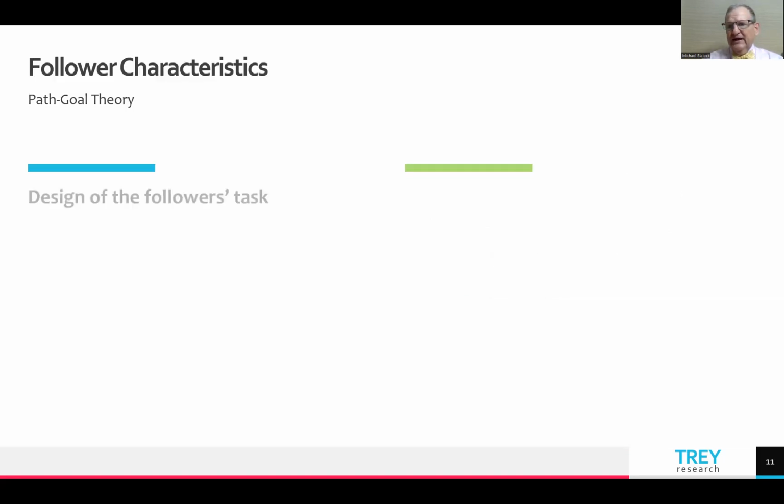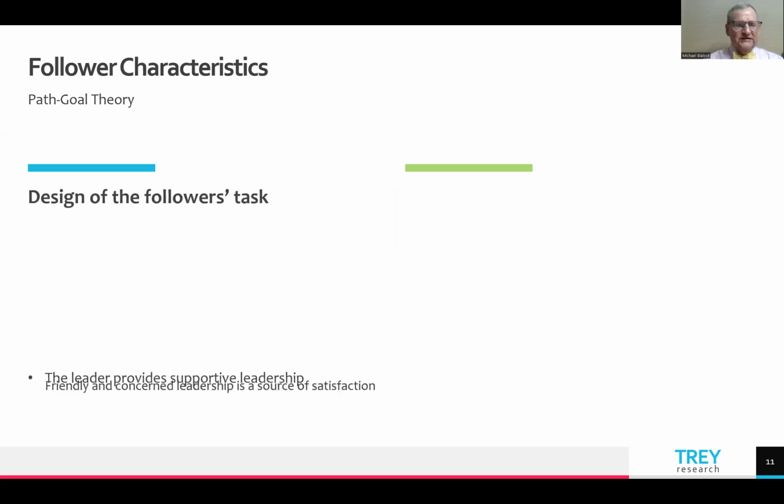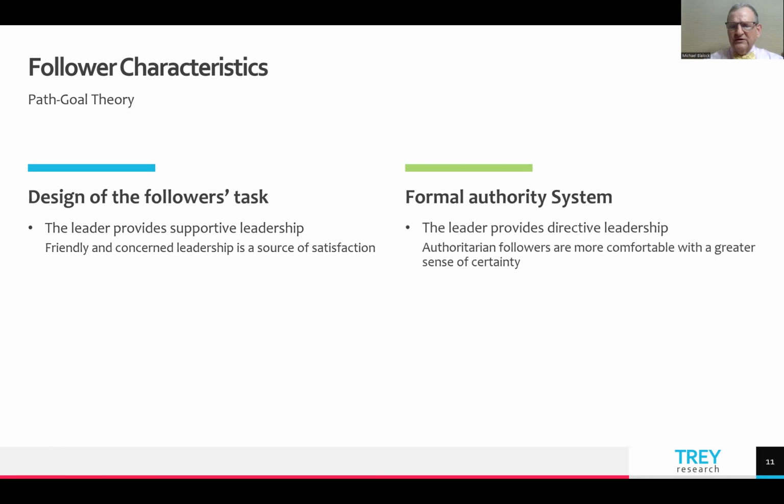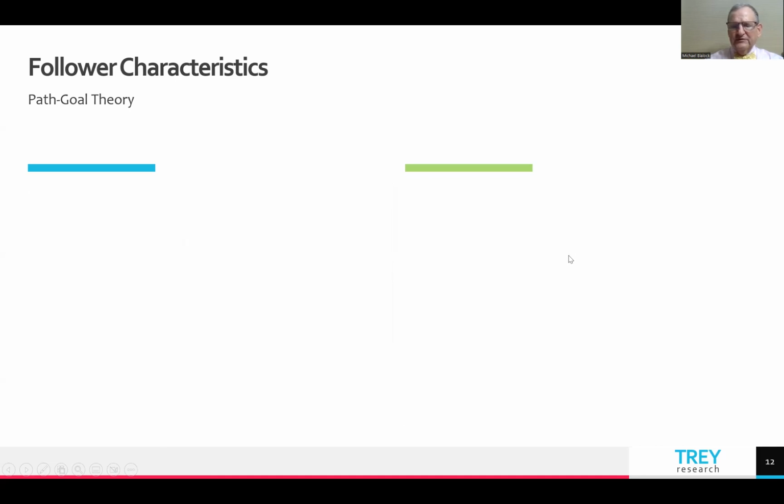The other thing that's different than Blanchard's situational leadership is that you now bring in not only the follower's characteristics, but the task characteristics. The design of the follower's task: a leader must provide supportive leadership, and that friendly and concerned leadership will provide that source of satisfaction in accomplishing the task by the follower. You have to look at the formal authority system within an organization. If it is formal, then the leader will provide directive leadership. And again, authoritarian followers will feel comfortable with knowing there's a sense of that certainty.